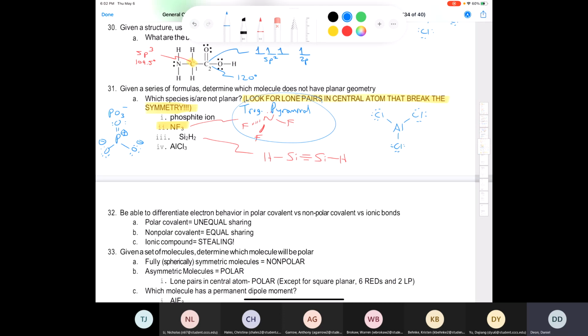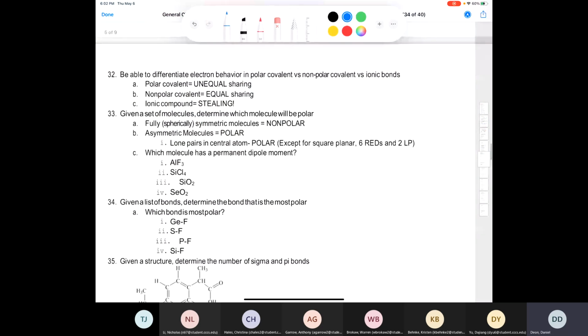Anyhow, there you go. Number 32, be able to differentiate. Let me make a note on something here.